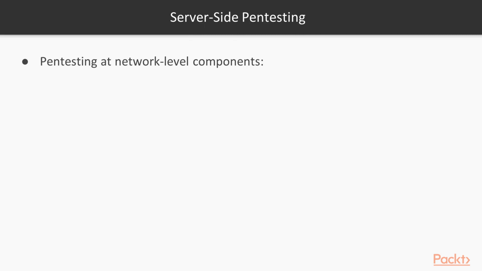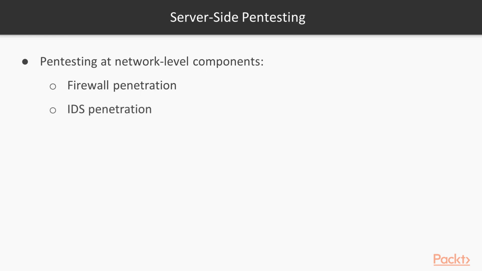What is server-side pen testing? It is pen testing at network level components. The components which are working at the network side, that is called server-side. And if you try to pen test those components, that is called server-side pen testing. For example, firewall penetration, because the firewall is basically at the server side. So this is server-side penetration testing.